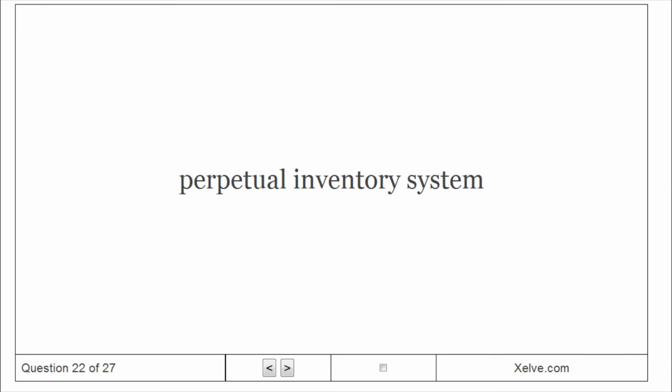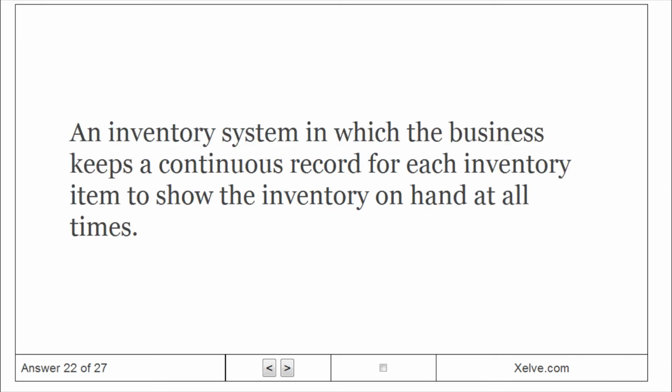Perpetual inventory system. An inventory system in which the business keeps a continuous record for each inventory item to show the inventory on hand at all times.